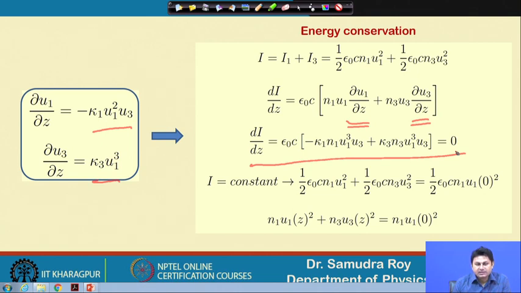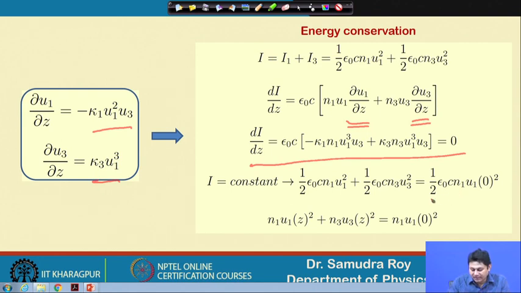That means the total intensity remains conserved. If the total intensity remains conserved, then again we can write that half of epsilon 0 c n1 u1 square at any z point plus half of epsilon 0 c n3 u3 square at any z point should be equal to whatever intensity we have in the input.